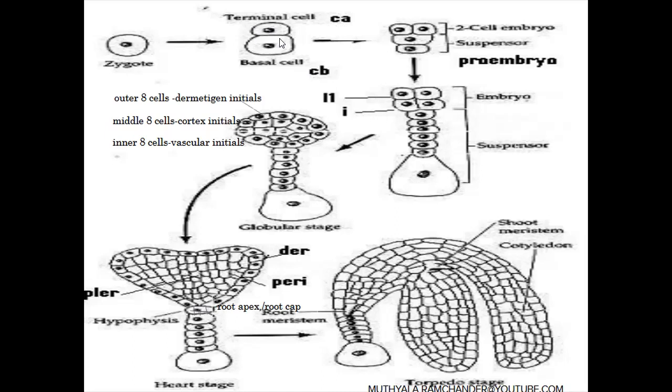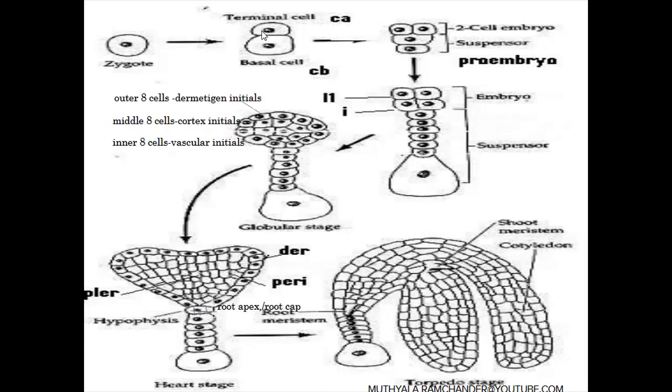What is the first point here? The diploid zygote participated in the first transverse division to form two cells. One cell is present towards the micropylar region; that single cell is called the basal cell or CB cell. Above this basal cell, one cell is present towards the chalazal region, called the terminal cell. The terminal cell is also called the CA cell.